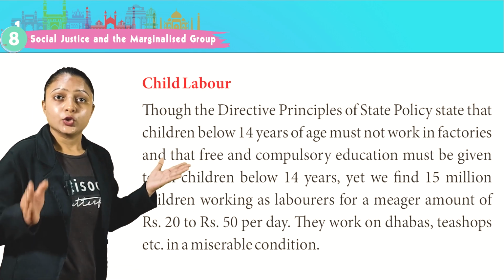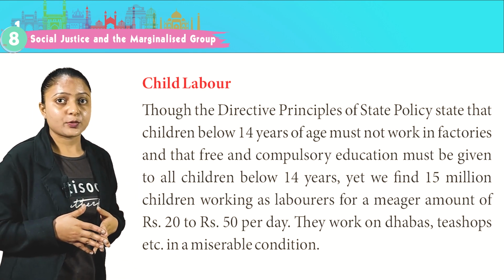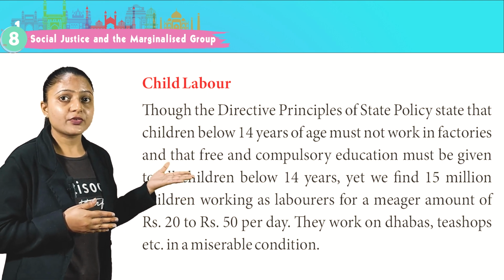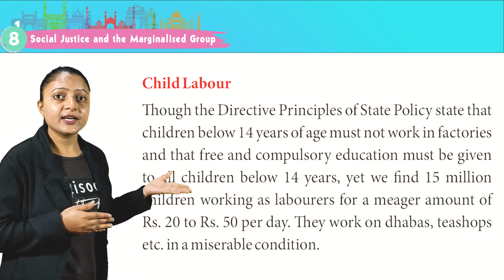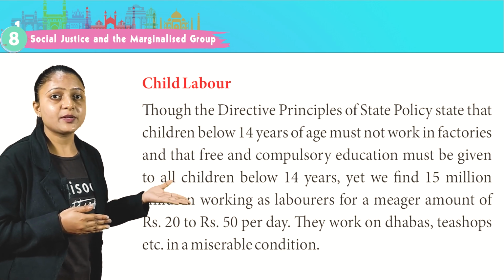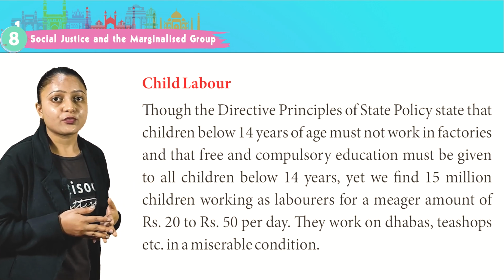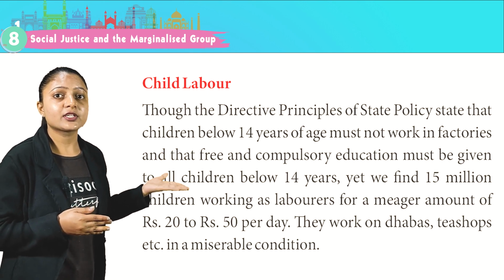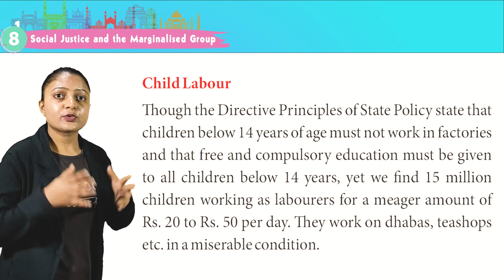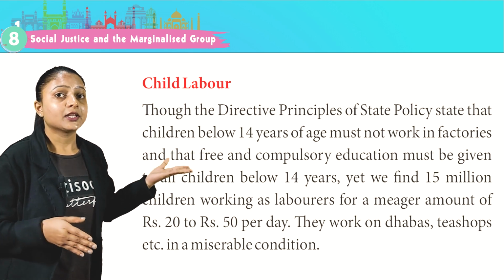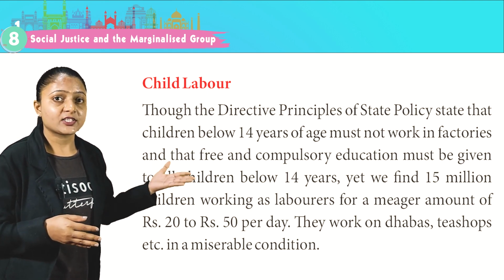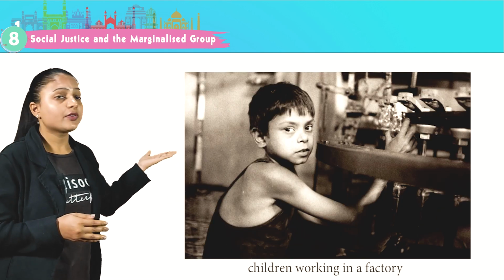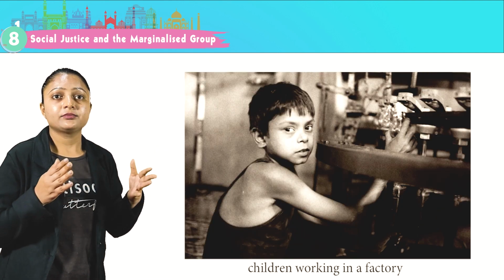Child labor. Though the directive principles of state policy state that children below 14 years of age must not work in factories and that free and compulsory education must be given to all children below 14 years, yet we find 15 million children working as laborers for a meager amount of rupees 20 to rupees 50 per day. They work in dhabas, tea shops, etc. in miserable conditions. This is the image of children working in a factory.